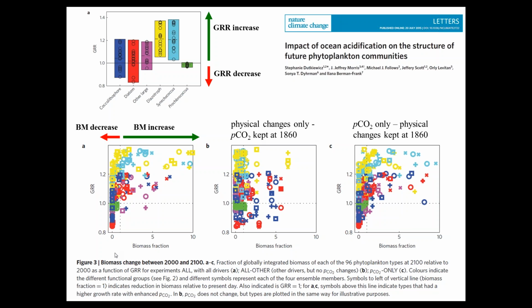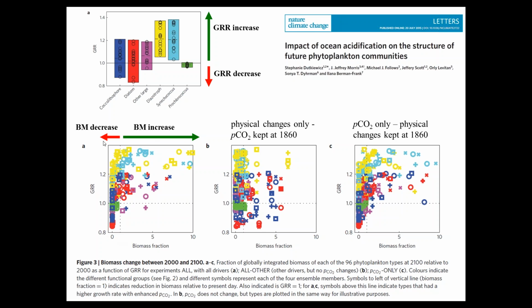What you see here is the predicted change in biomass. The symbols within each color show different species within each of those functional groups, and they used four of them incorporated into this model. And you can see that overall, a biomass fraction less than 1 indicated a biomass decrease, while at a biomass fraction larger than 1, you would see a biomass increase.